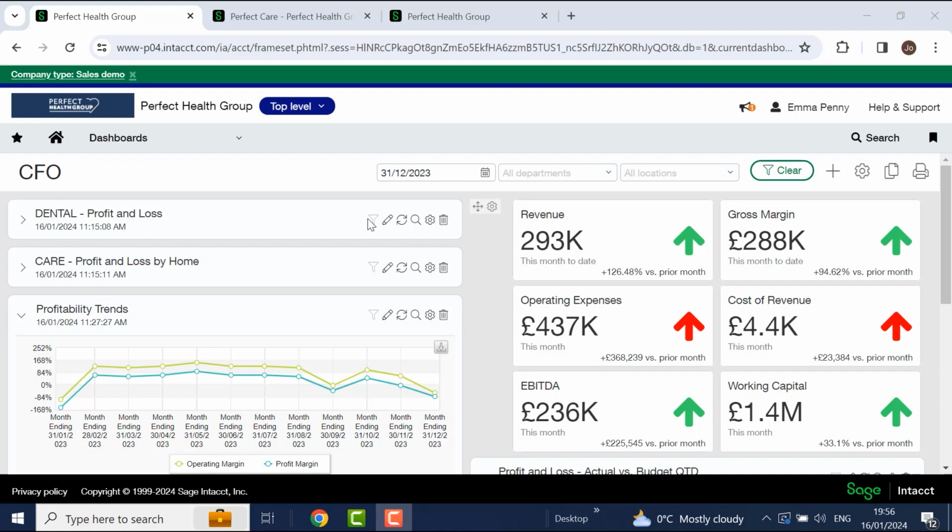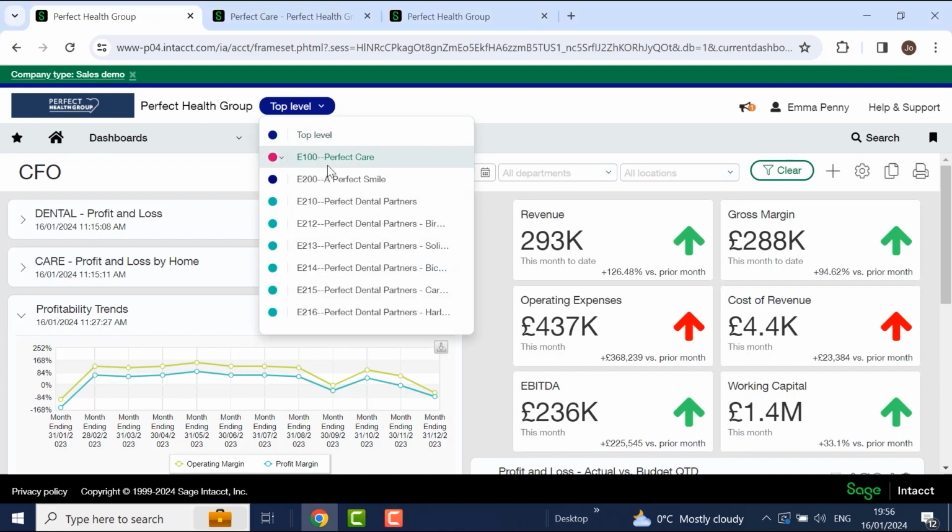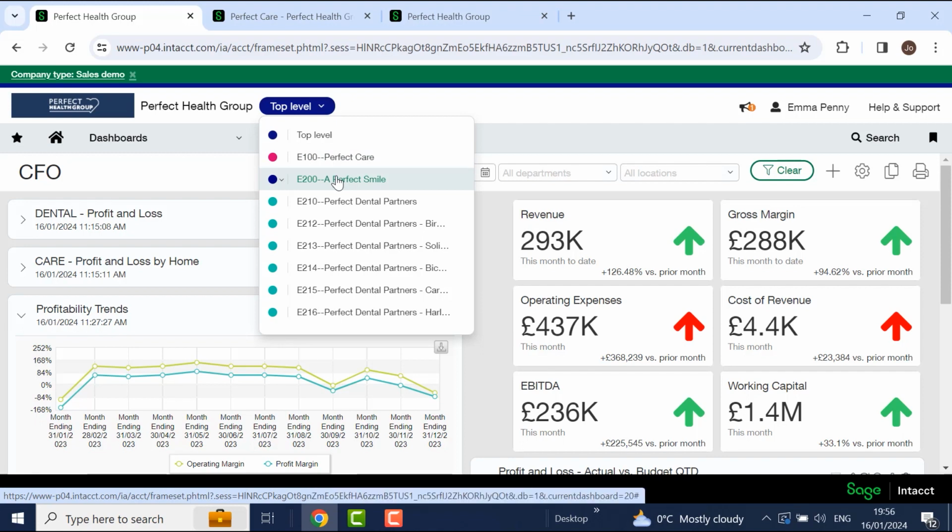You can see in my demonstration company healthcare group that I have a number of legal entities. I have Perfect Care, who have 2 care homes, the Willows and Bournemouth Sands. I have Perfect Smile, that have a number of practices which are locations attached to the main legal entity. On the other side, I have Perfect Dental Partners, who have a number of separate legal entities which consolidate into the dental partner division.